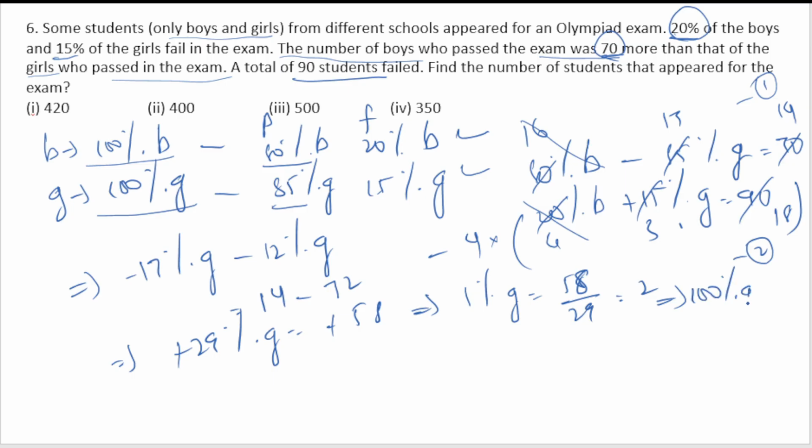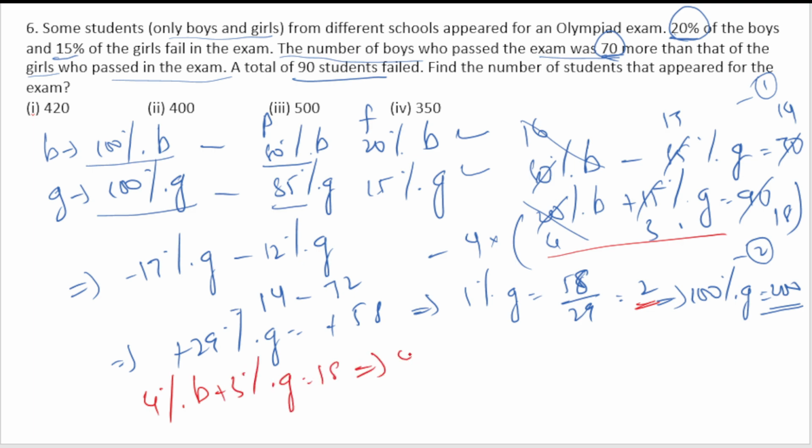What is 100% girls? 100% girls is equal to 200. Okay. Here the total number of girls are 200. We'll find total number of boys here. We'll substitute the G value in the second equation. What is second equation? 4% boys plus 3% girls is equal to 18. Here 4% boys plus 1% girls is equal to 2. So 3% girls will be 2 into 3, it is 6, is equal to 18. Here 4% boys is equal to 12. 1% boy is equal to 3.